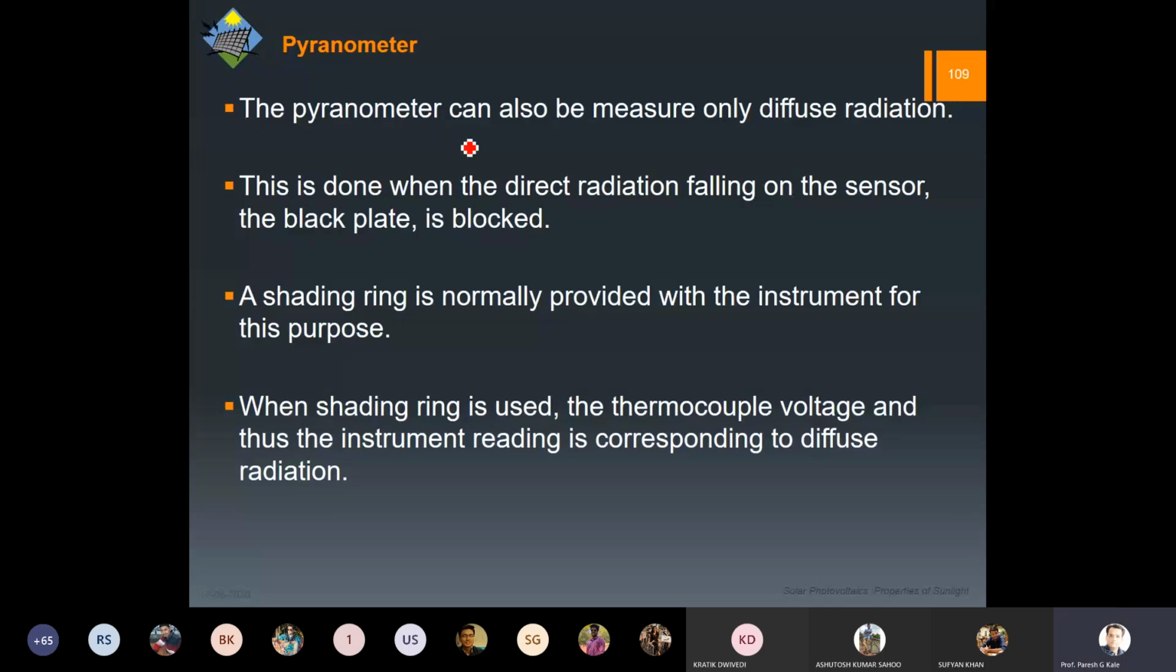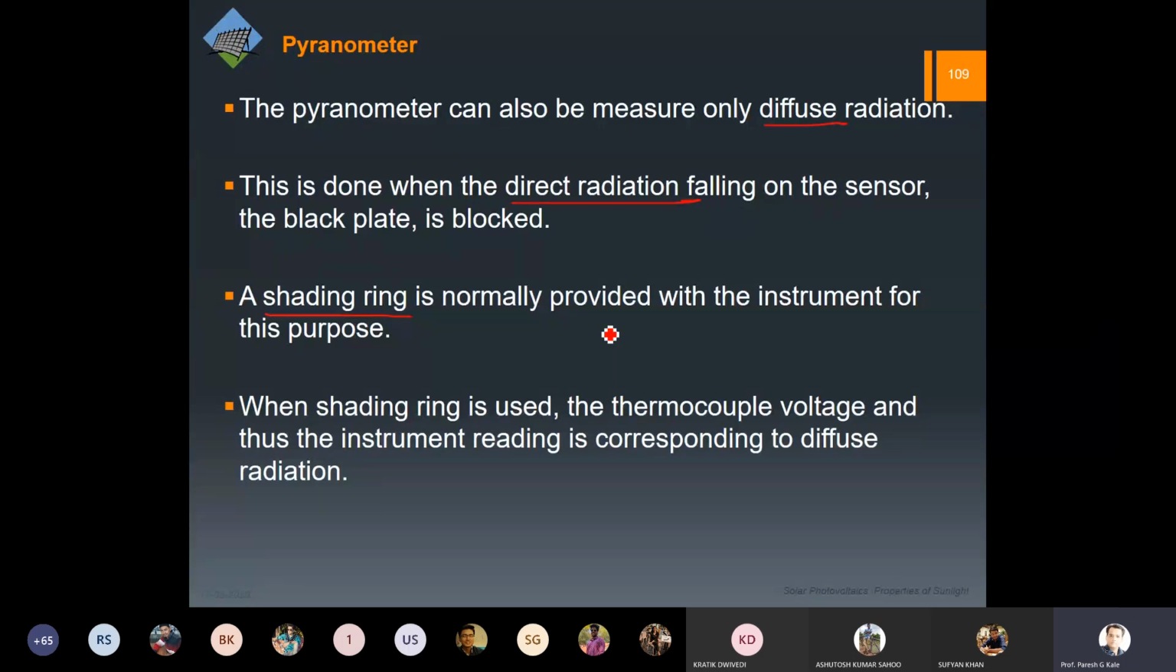This pyranometer, as I've said, measures both the beam as well as the diffuse radiation, but it can also be used for finding out the diffuse radiation alone. This is done when you avoid the direct radiation falling on the sensor, by putting a shading ring on it. Of course, you have to understand that diffuse radiation can come from almost 360 degrees, whereas direct radiation will come from only one angle. And suppose we are talking of a particular day, the sun movement will be fixed.